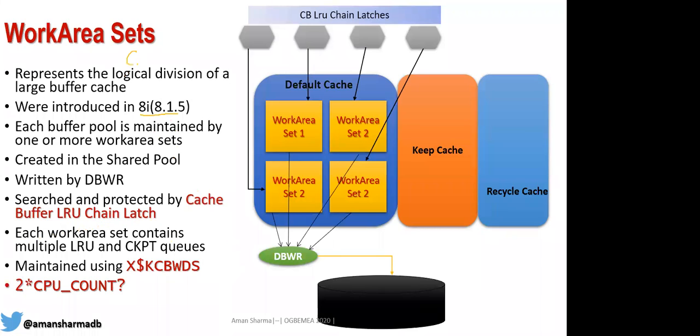One is the cache buffer chain latch, and one is the cache buffer LRU chain latch. Now, I just mentioned that the cache buffer chain latch is basically to represent whether we have a hot buffer contention or not. The LRU latch simply means that we are now looking for the buffer to be allocated from the buffer cache.